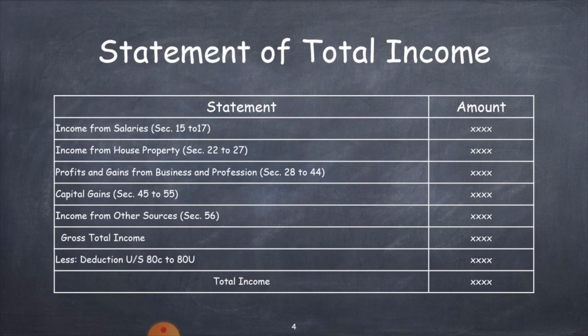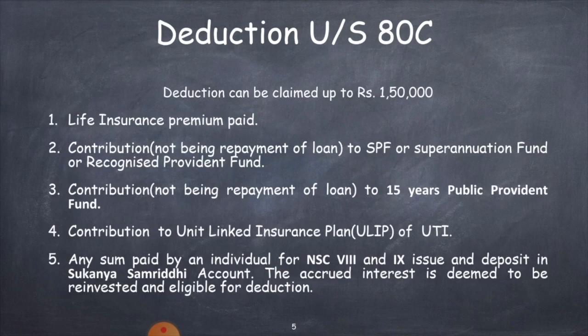Okay. Next, let us study about deduction under section 80C. Let us start from this deduction under section 80C. Under this section, deduction can be claimed up to rupees 1,50,000. Here if any deduction crosses this limit, they can claim only 1,50,000. More than that, they cannot claim.